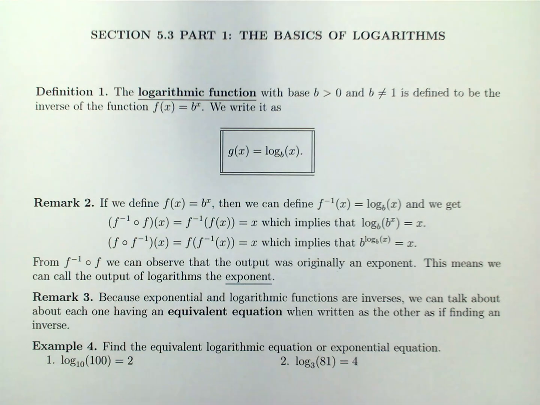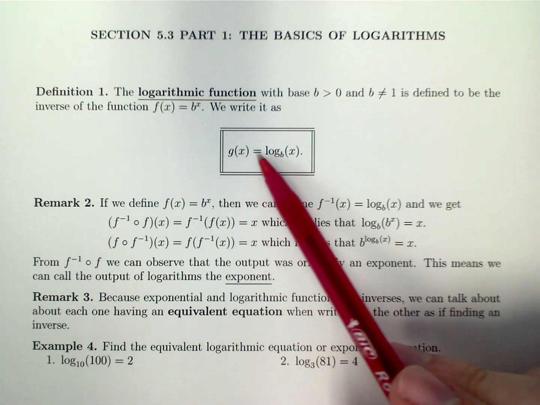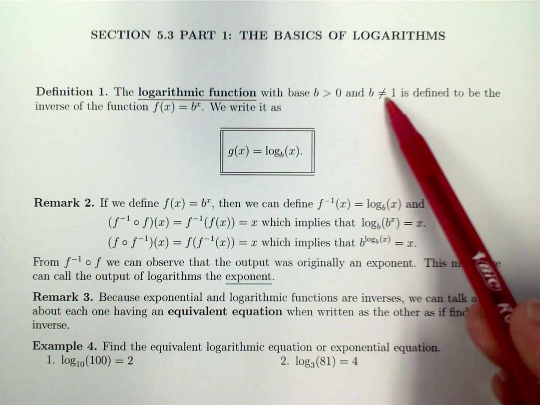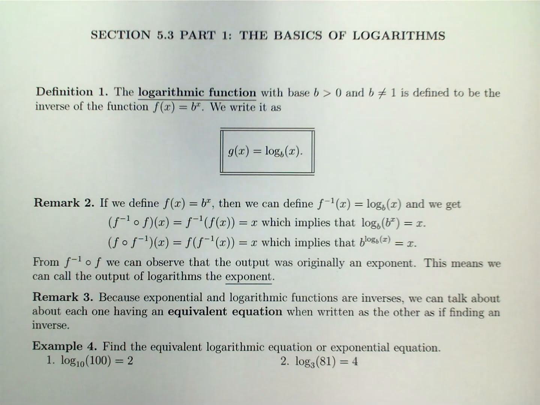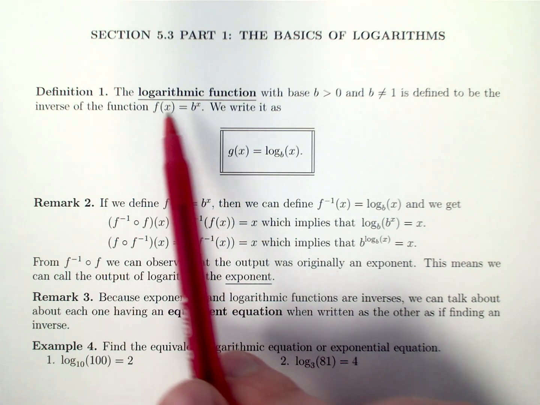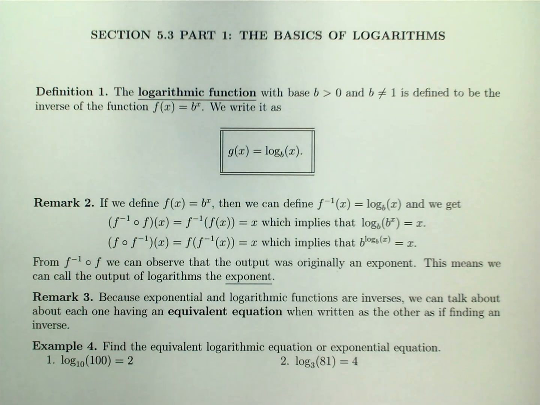So what is a logarithm? Well, in the last section we talked about exponentials, but we can at least put everything in context for these terms. We have g of x equals log base b of x. So b is the base, and it has to be greater than 0 and not 1, just like the base of an exponential. That's not a coincidence. It's defined, as it turns out, to be the inverse of the function f of x equals b to the x. So logarithms are inverses to exponentials.